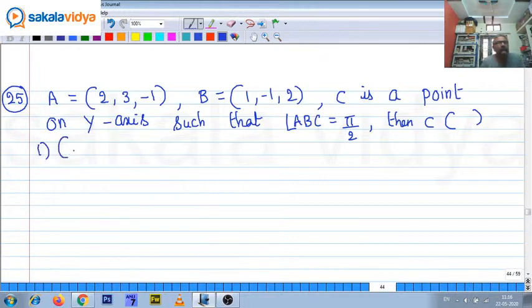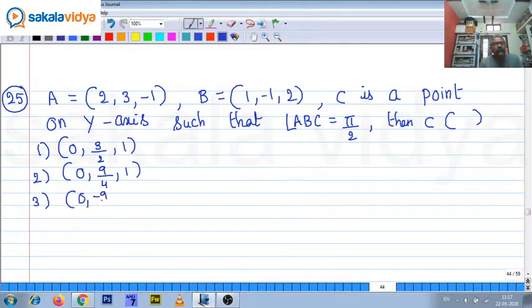First option 0, 3 by 2, 1. Second one 0, 9 by 4, 1. Third option 0, minus 9 by 4, 1. Fourth option 1, minus 9 by 4, 0. That means the point is on y-axis, means on y-axis x will be 0, z coordinate will be 0. That means either first option or second option or third option may be correct. So let us find out first.